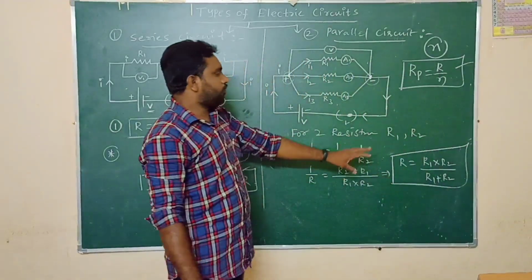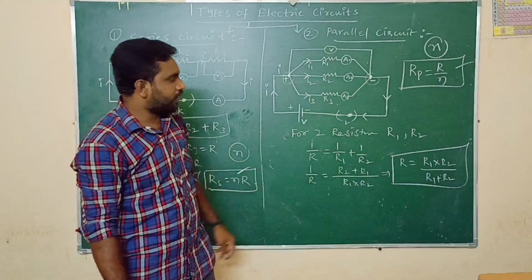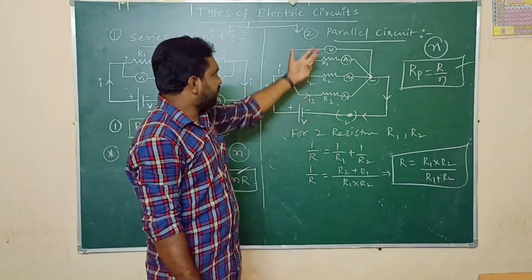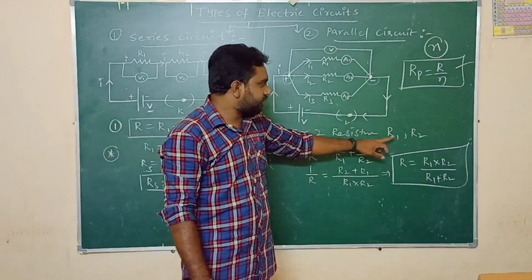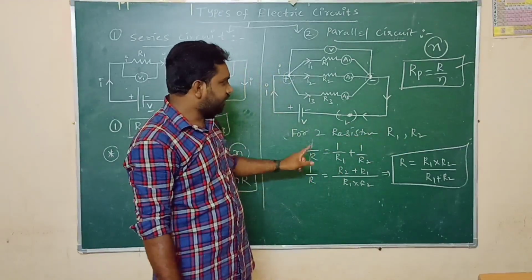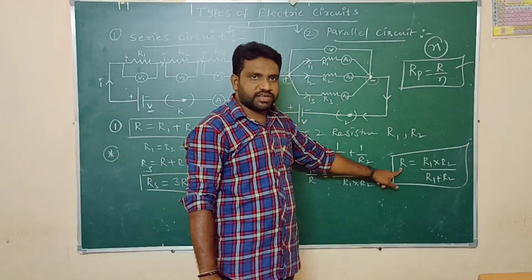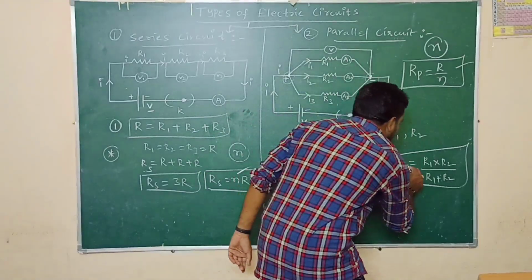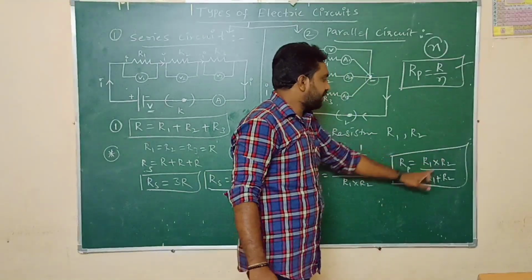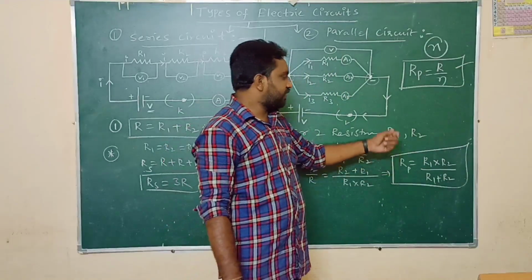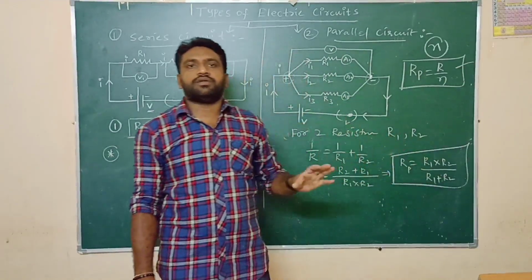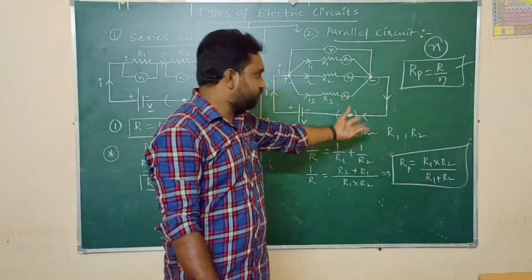This principle is most helpful when we are going to solve the problems. So in case of parallel circuit, if only 2 resistors are connected in the circuit, they are nothing but R1 and R2. So then the total resistance of the circuit when they are connected in parallel, RP, is given by R1 into R2 by R1 plus R2. So this is an easy principle. It is helpful when we are going to solve the problems regarding the resistance. That's why I explained all these things.